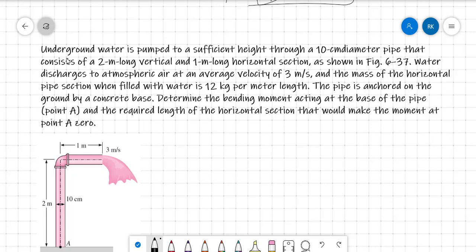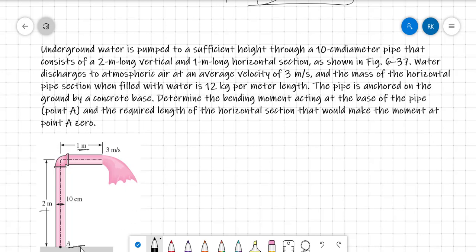The question is, underground water is pumped to a sufficient height through a 10 centimeter diameter pipe that consists of a 2 meter long vertical and 1 meter long horizontal section, as shown in the figure. So this is 2 meter long and this is 1 meter horizontal. Water discharges to atmospheric air at an average velocity of 3 meter per second, and the mass of the horizontal pipe section when filled with water is 12 kg per meter length. The pipe is anchored on the ground by a concrete base.